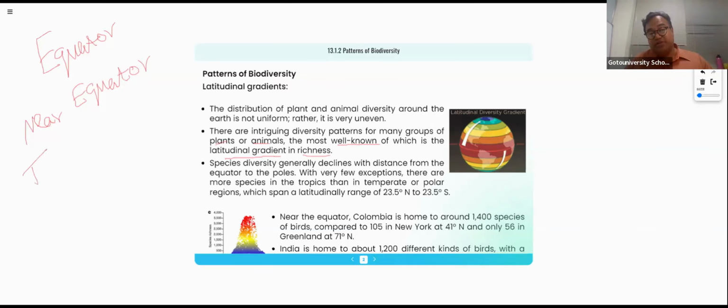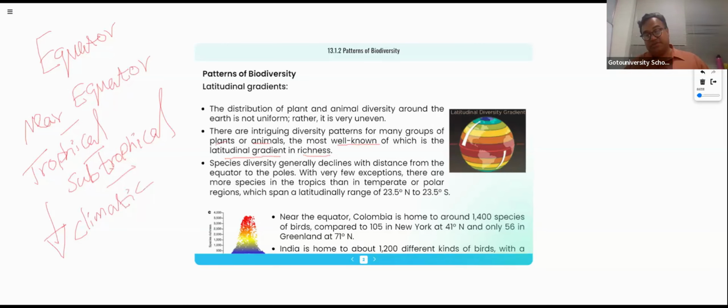Why? Because that denotes tropical and subtropical areas, which experience less climatic change. These areas have a large number of species, giving species richness and diversity, right? As I already told, tropical and subtropical areas have less impact of climatic change, unlike the alpine forest.